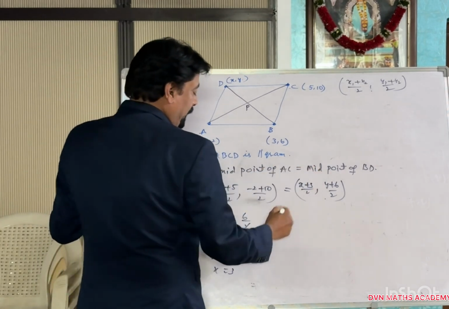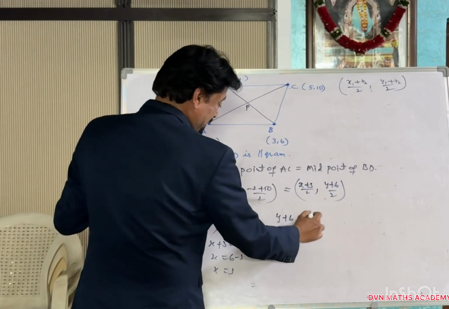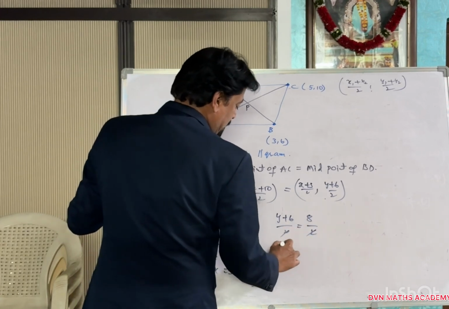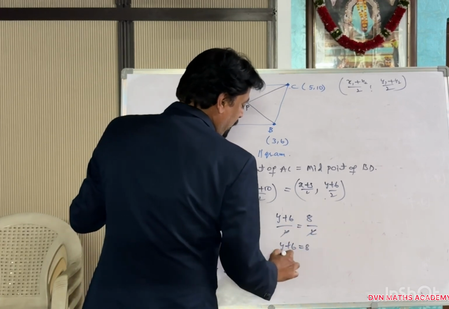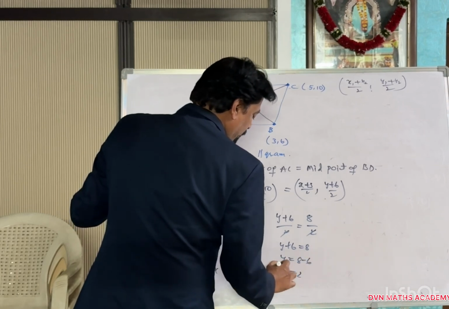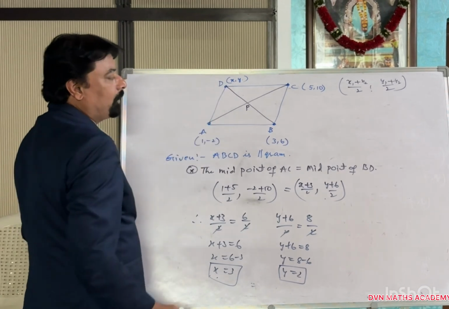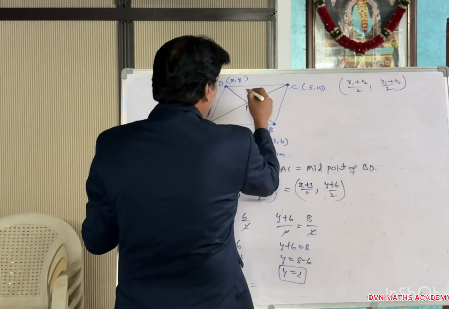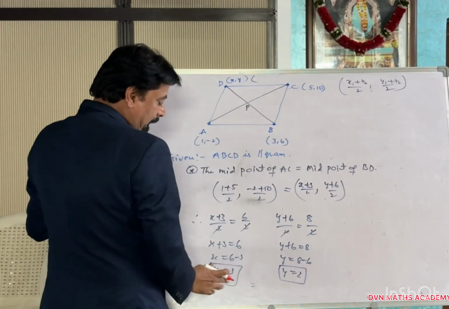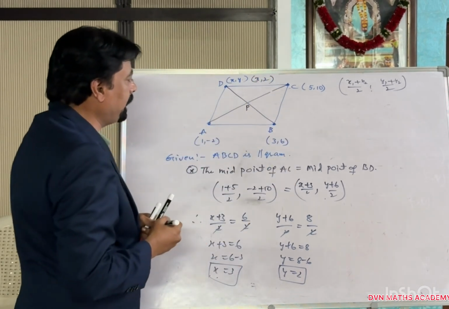If you compare the y coordinate, (y plus 6) by 2 is equal to 8 by 2. The 2s cancel, so y plus 6 is equal to 8, y is equal to 8 minus 6, therefore y is equal to 2. I got the x value and the y value. Therefore, the fourth coordinate D should be (3, 2).